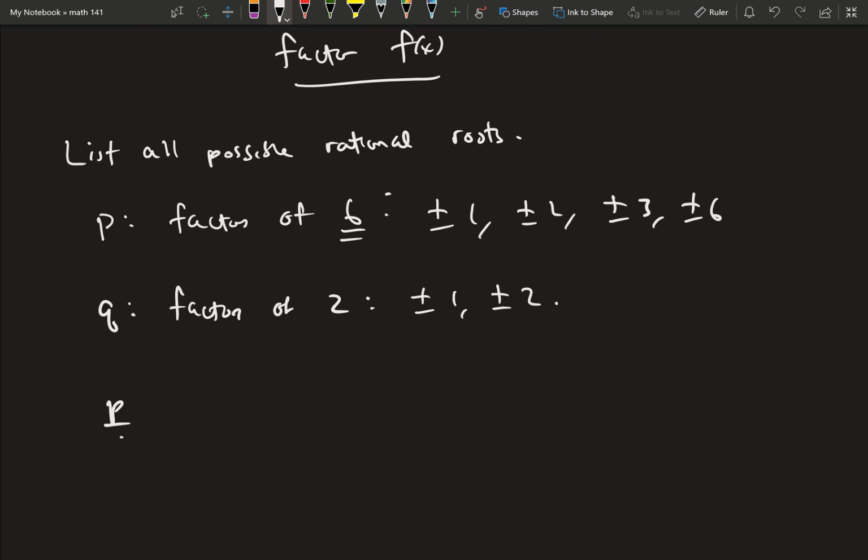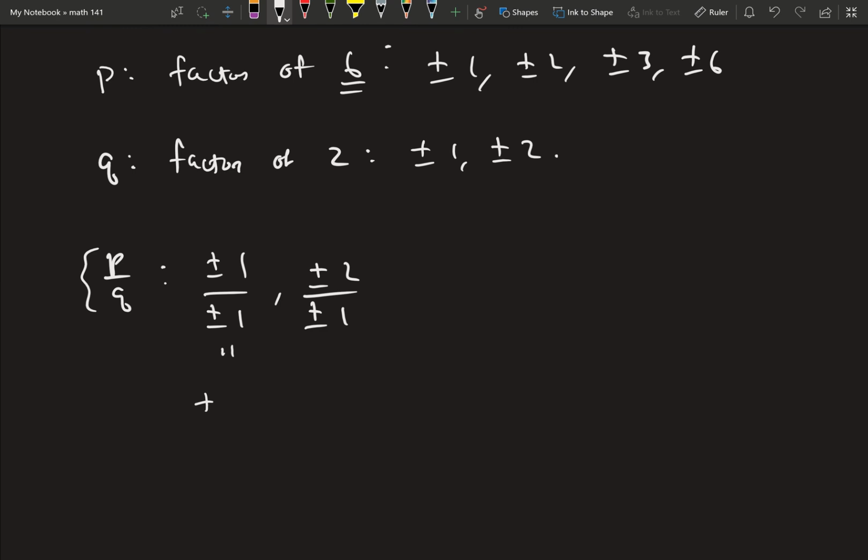So p over q overall, which is going to be our list of actual possible roots, is going to be plus or minus 1 over plus or minus 1, plus or minus 2 over plus or minus 1. And notice these just overall give you plus or minus 1. When you're dividing by 1, you just remain with whatever integers you had originally. So plus or minus 1, plus or minus 2, plus or minus 6 over plus or minus 1. So you divide all the p's by plus or minus 1, you just get the list of the original p-values that you started off with.